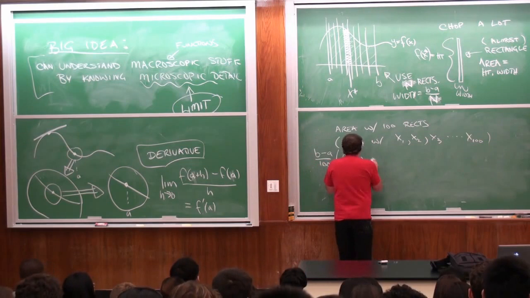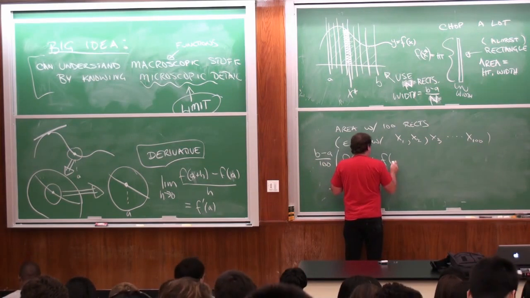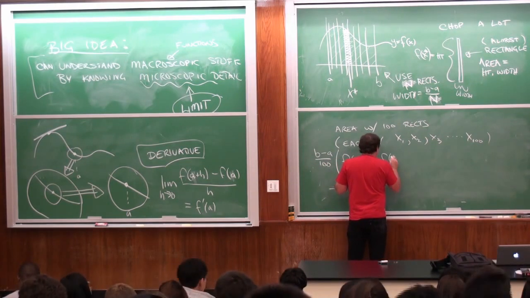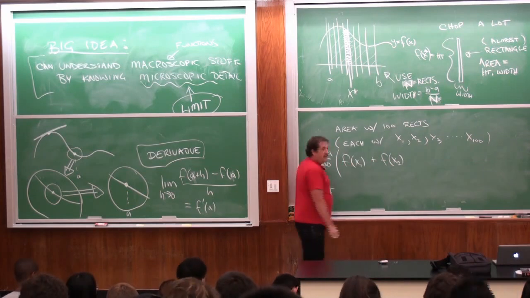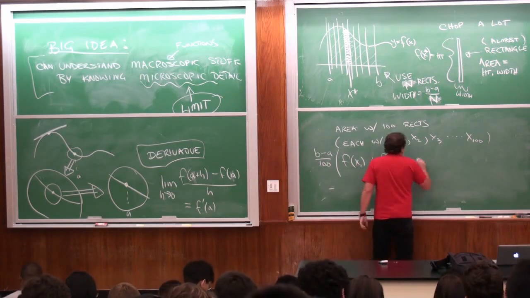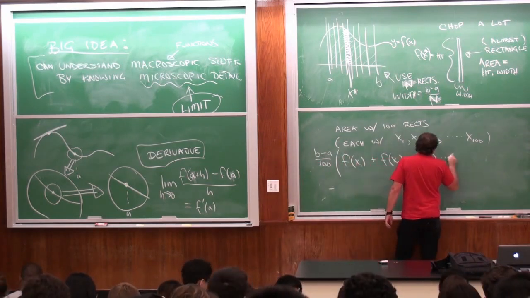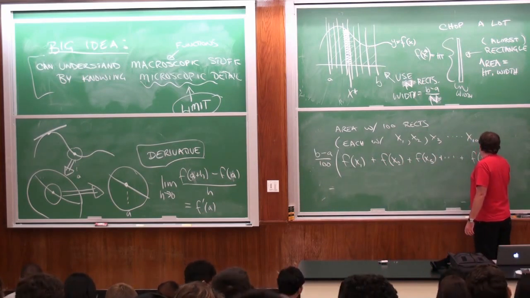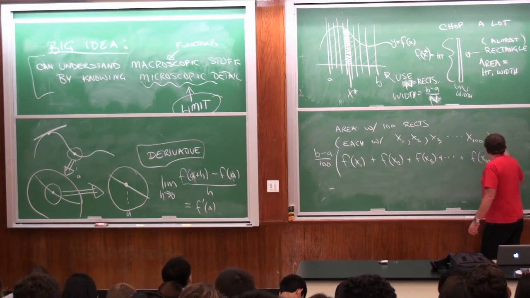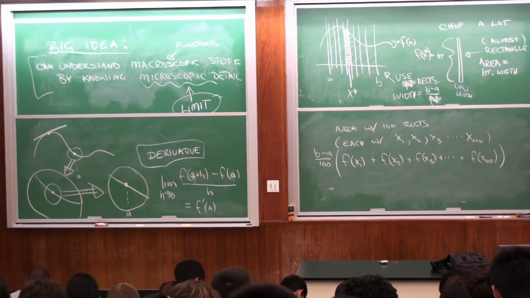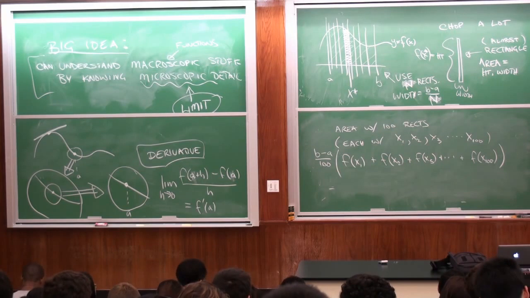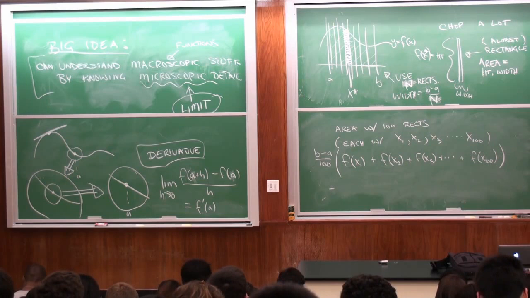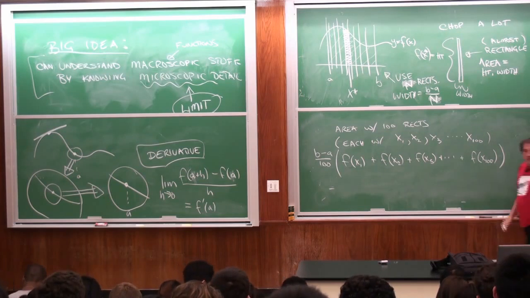And then I take the next guy, f of x2 times b minus a over 100, plus f of x3, and so on. I'm not going to write all 100 of them. And then I get to the last one, and I multiply it times the width, and that's what I get. So this is my approximate area. It's not the actual area, but it's pretty darn close because there's 100 little rectangles there. They're all very skinny. It's really close.